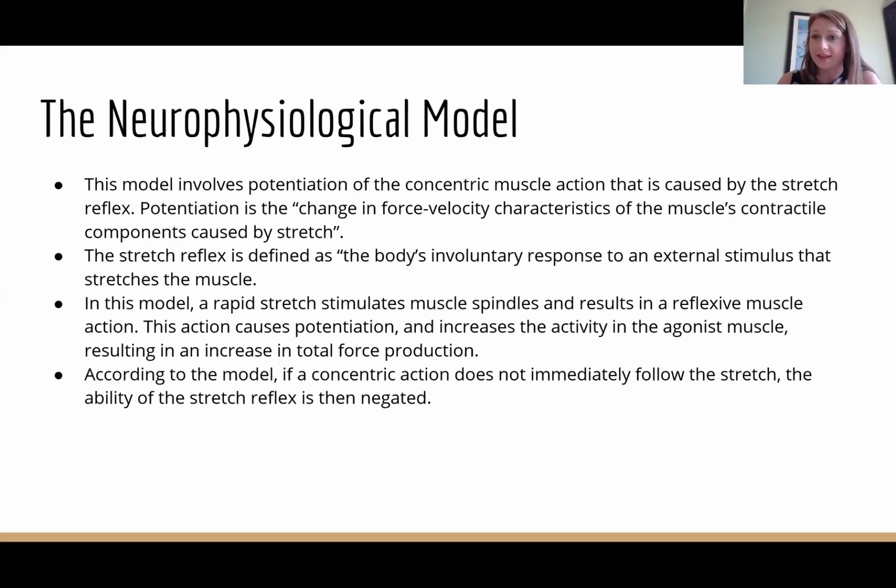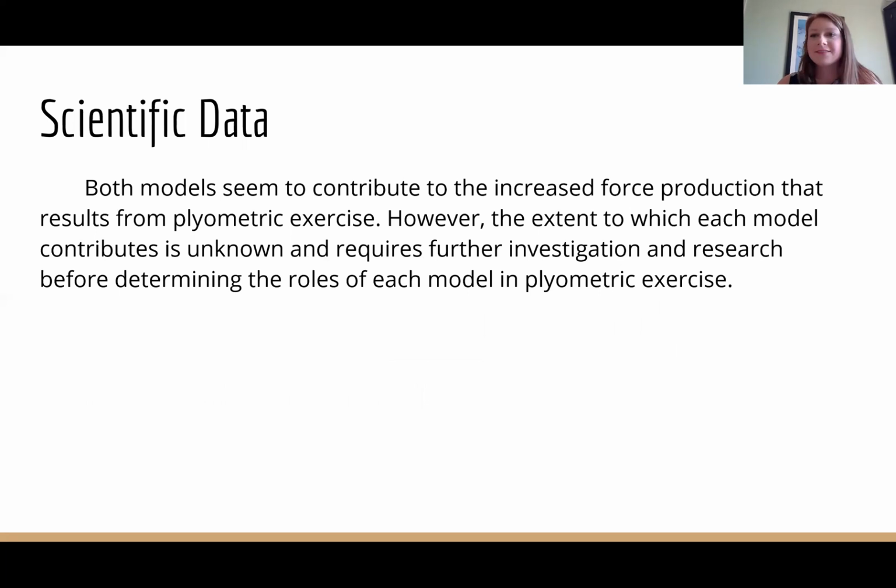The stretch reflex is defined in our textbook as the body's involuntary response to an external stimulus that stretches the muscle. In this model, a rapid stretch stimulates muscle spindles and results in a reflexive muscle action. This action causes potentiation and increases the activity in the agonist muscle, resulting in an increase in total force production. According to the model, if a concentric action does not immediately follow the stretch, the ability of the stretch reflex is then negated.